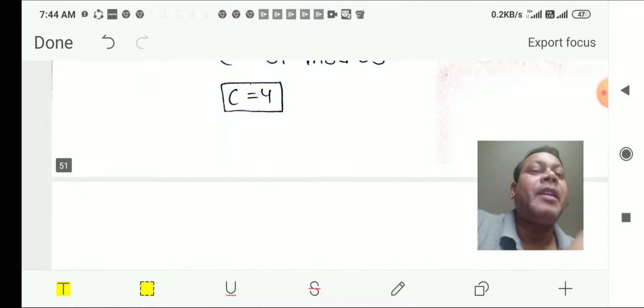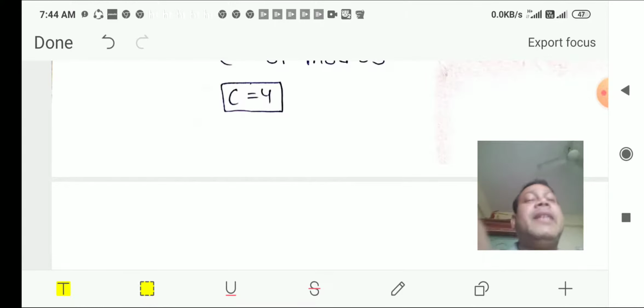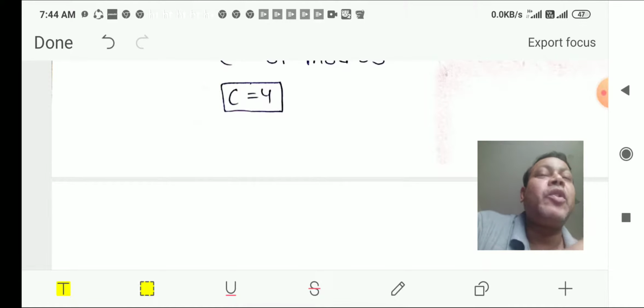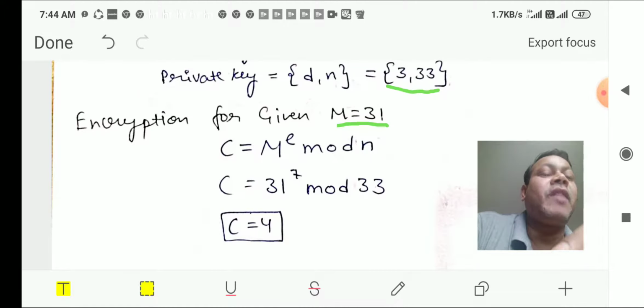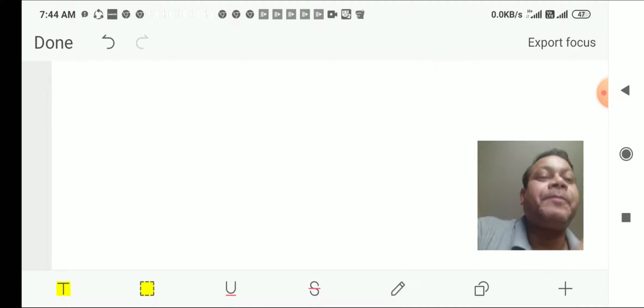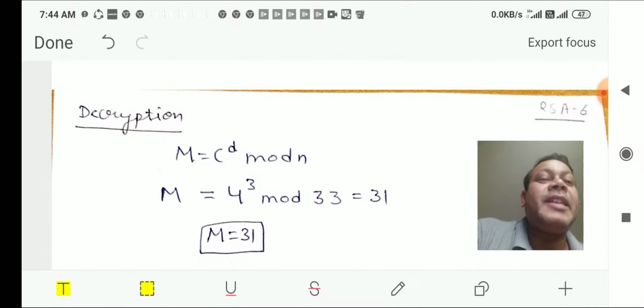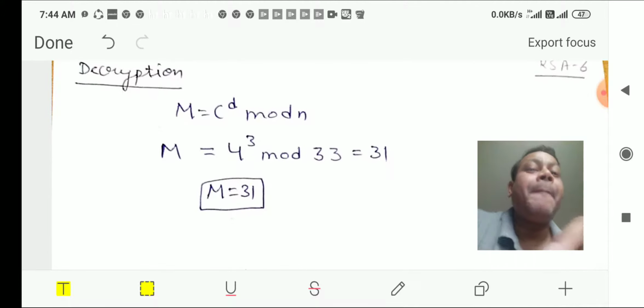Clear? Now we have this ciphertext. Now we are supposed to prove that when we decrypt this ciphertext, we are going to get the same message M, that is 31. So our aim is to get 31 by using the formula. Now this is your decryption part. We are going to decrypt the data, so ultimately we should get the message 31.